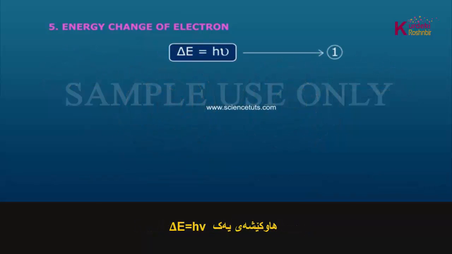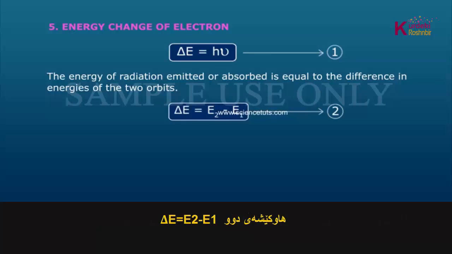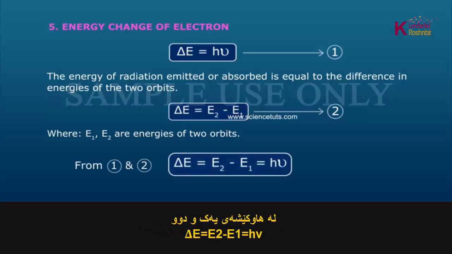Delta E is equal to h nu, equation 1. The energy of radiation emitted or absorbed is equal to the difference in energies of the two orbits. Delta E is equal to E2 minus E1, equation 2, where E1 and E2 are energies of the two orbits. From equations 1 and 2, delta E is equal to E2 minus E1, that is equal to h nu.